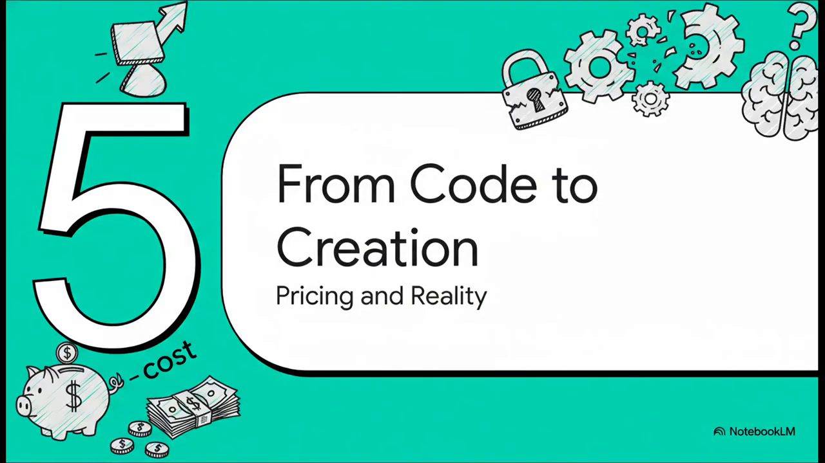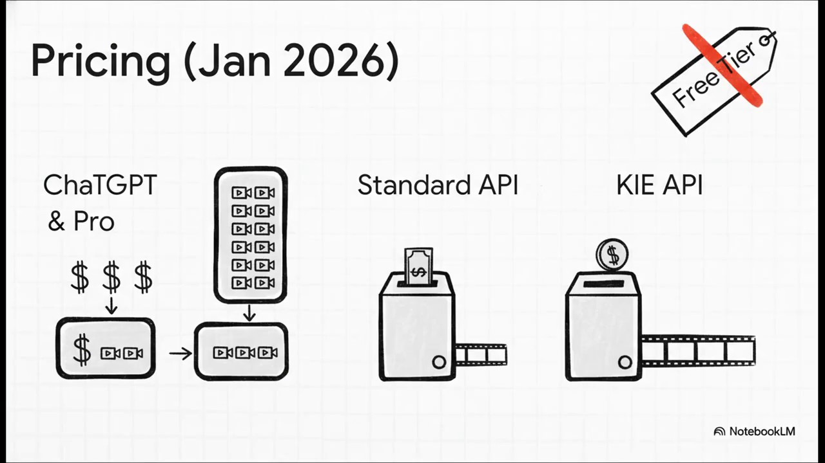Okay, let's bring it all back down to earth for a minute and talk about the practical stuff, the things that will really decide who gets to use this tech: what does it cost, and what are its current limitations. Well, as of January 2026, the free ride is over. You'll now need a paid ChatGPT Plus or Pro subscription to get access. And for developers, that huge price difference we talked about is a really big deal. KIE's API pricing makes generating tons of video way more affordable than OpenAI's standard rate.